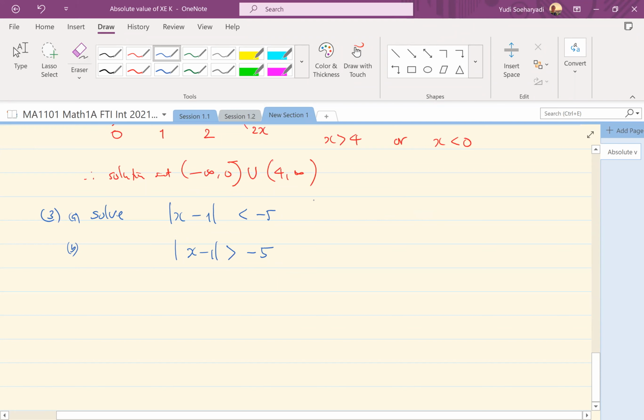All right. First, how do you read this one using distance functions? Distance from what to what is less than what? How do you read this one? Distance from what to what?